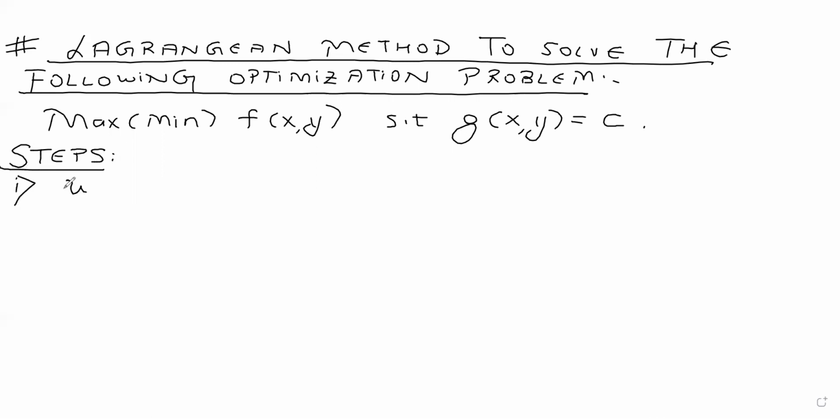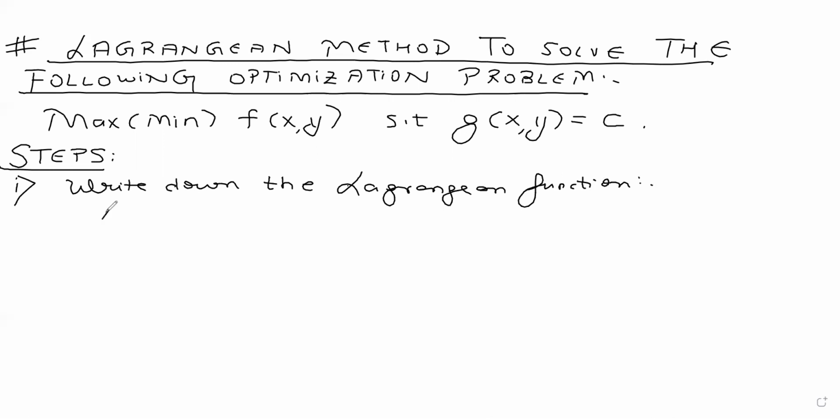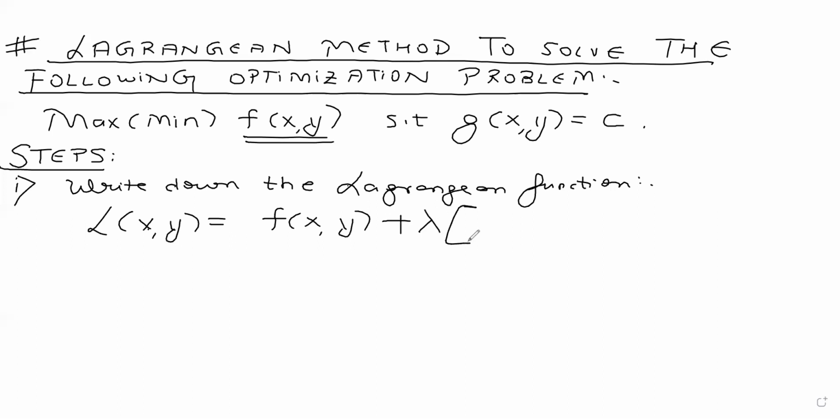Step number 1. Write down the Lagrangian function, which is L of xy equals my objective function f of xy plus lambda times the constant c minus the constraint function g of xy. This is my step number 1 towards solving the optimization problem using the Lagrangian method. You simply define the Lagrange function, where lambda is a constant.